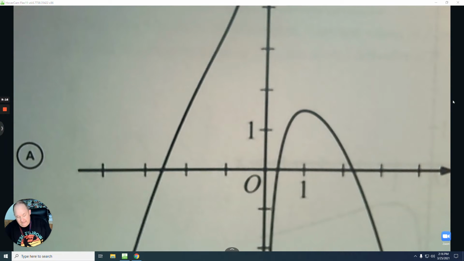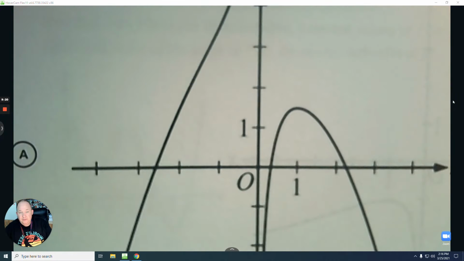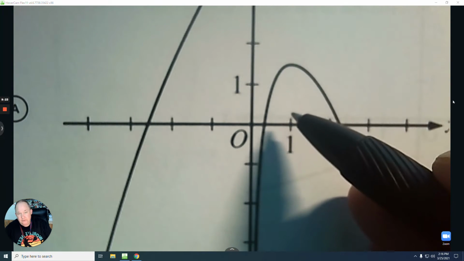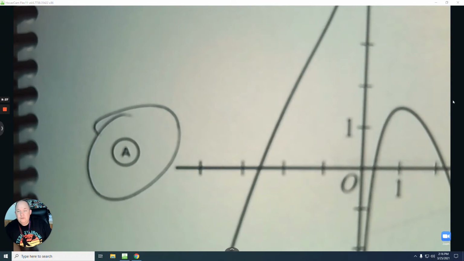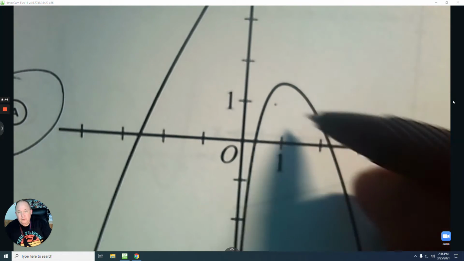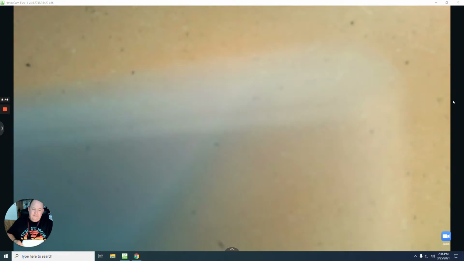So when I look at A, I see it's increasing. I see at 0 it's undefined. It continues to increase at 1, and then after 1 it decreases. So the correct answer for number 18, yes, number 18 is A. So if you looked at each option, the reason it matches is because it increases, and then it's undefined, and then it increases to 1, and then it decreases. Number 19.